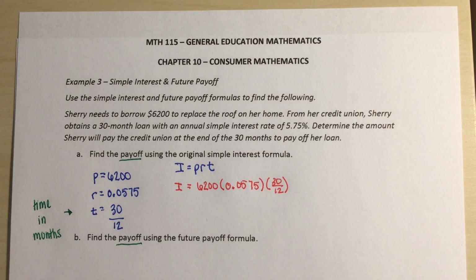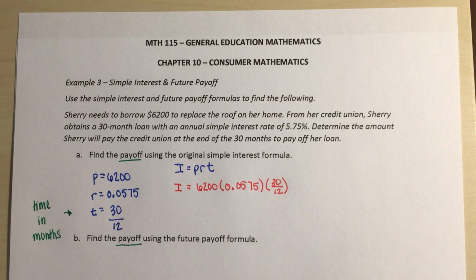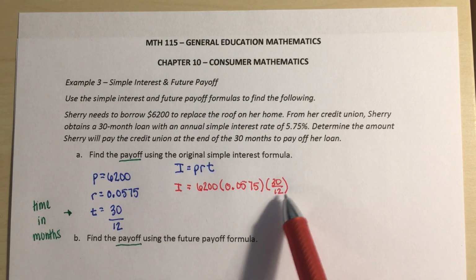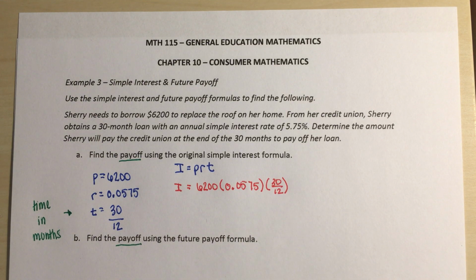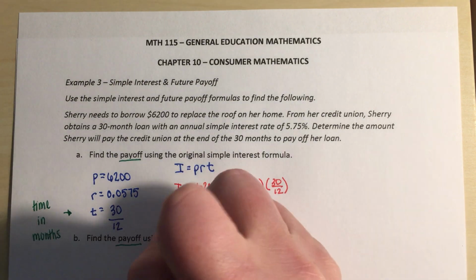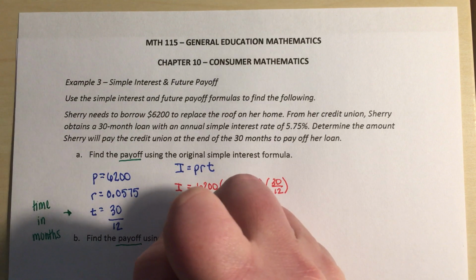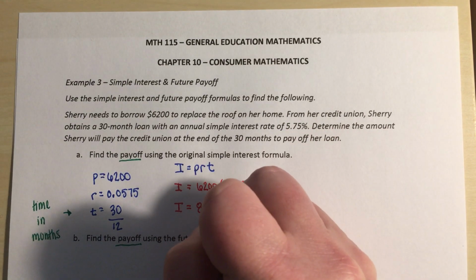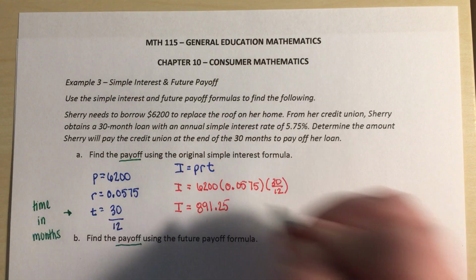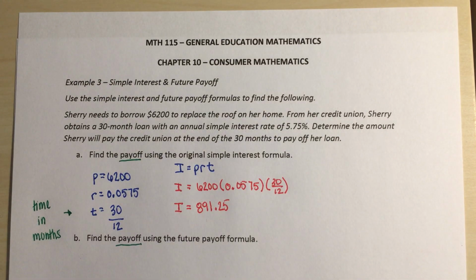Again, as you're plugging stuff into your calculator, it's up to you however you want to do this. Whether you use a scientific calculator or a graphing calculator, you can use parentheses, you can type this in as a fraction, we could change it to a decimal and plug the decimal in, whatever you're most comfortable with. So when we plug these into a calculator and multiply these all out, we get 891.25. So that's our amount of interest.